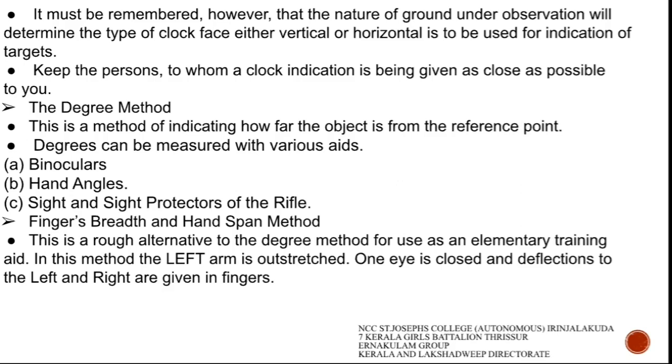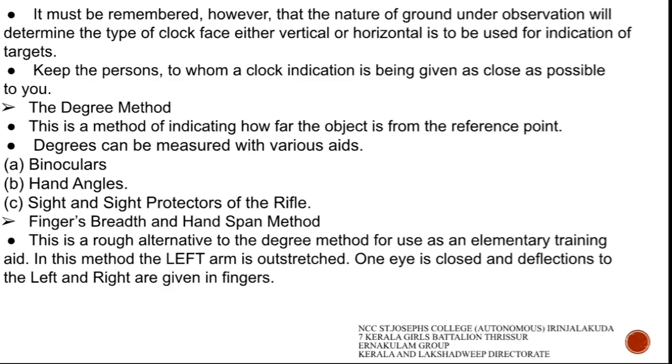Next method is the degree method. This is a method of indicating how far the object is from the reference point. Degrees can be measured with various aids such as binoculars, hand angles, sight and sight protectors of the rifle.